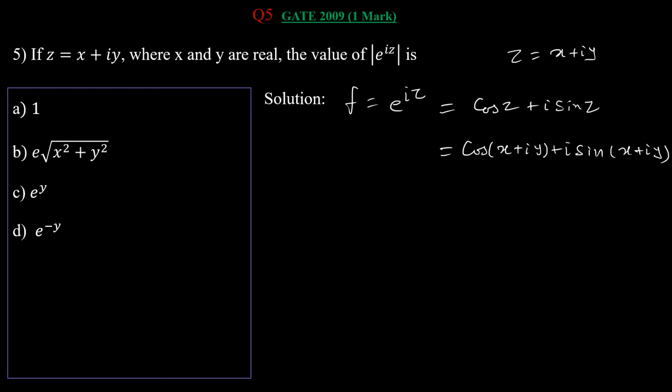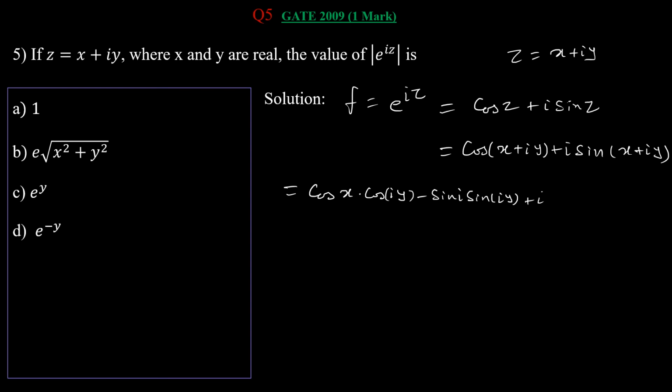So do not take the mod of this one, it is cos square z plus sin square z, it is 1. So this is the misunderstanding here. In that case this will be written as cos(x plus iy). So it will be cos x into cos iy minus sin x into sin iy plus i sin(x plus iy).